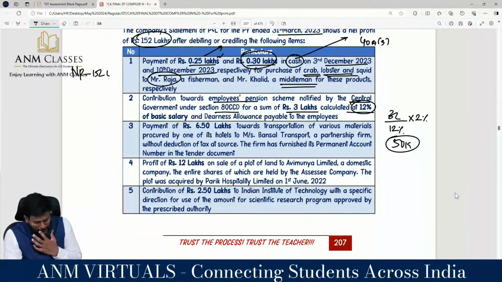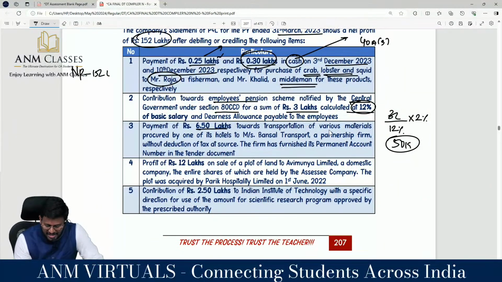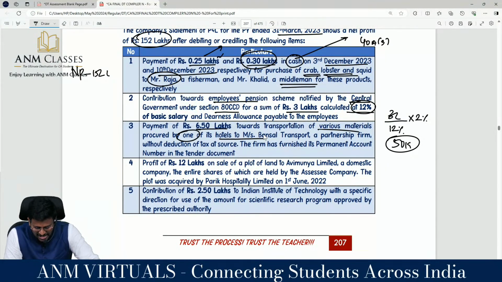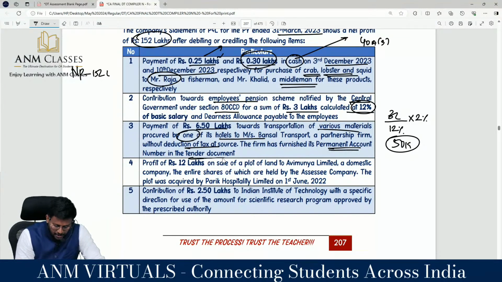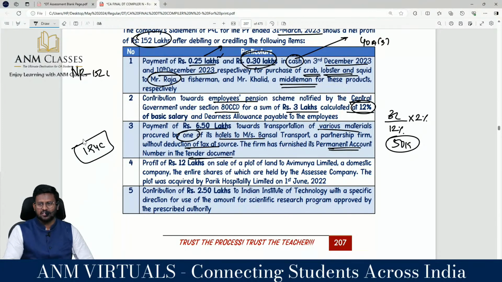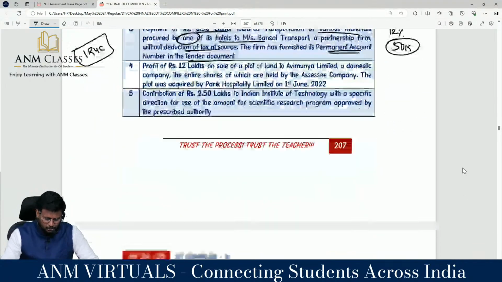Payment of 6.5 lakhs towards transportation of various material procured by one of its hotels to Bansal Transport, a partnership firm, without deduction of tax at source. The firm has furnished its PAN number in the tender document. This is an exception to section 194C. Already we have discussed in the TDS chapter. If you are making any payment to a GTA, where they are providing the PAN and a declaration saying that they do not own more than 10 heavy goods vehicles, then no need to deduct TDS, because they will be taxed through the presumptive taxation route under section 44AE.